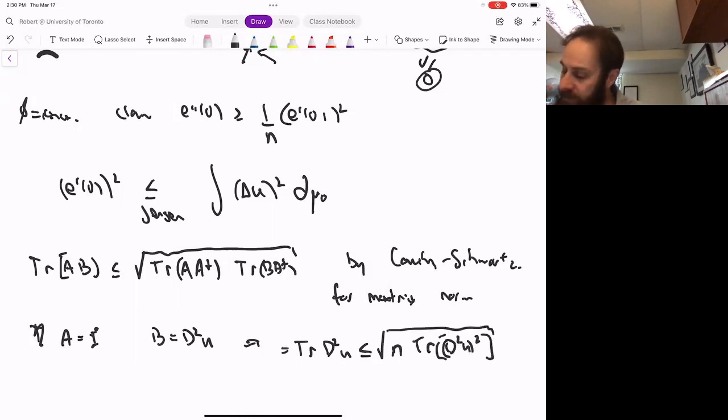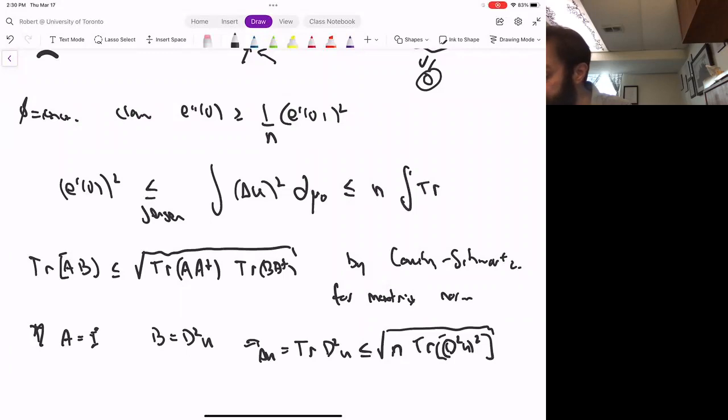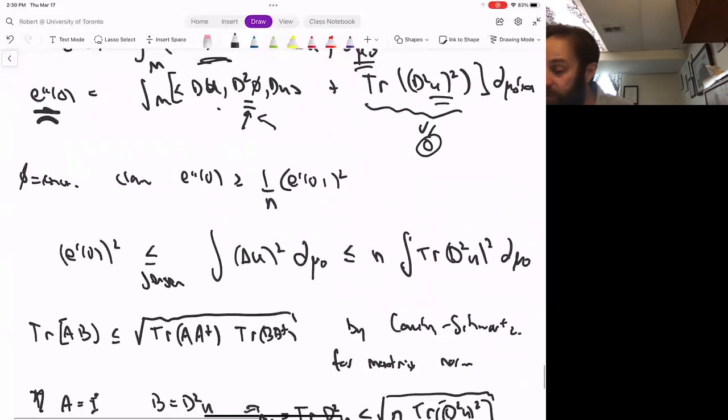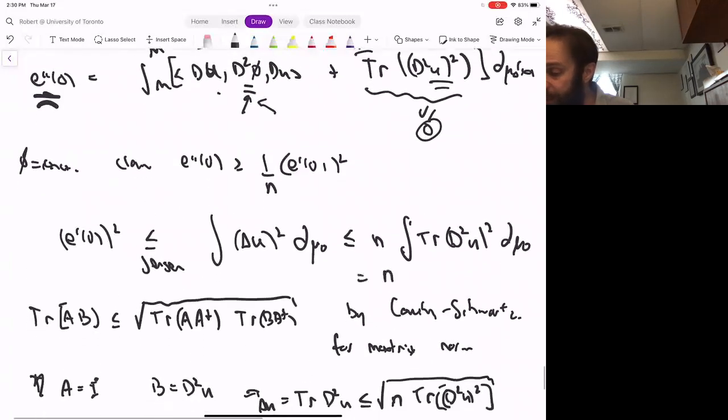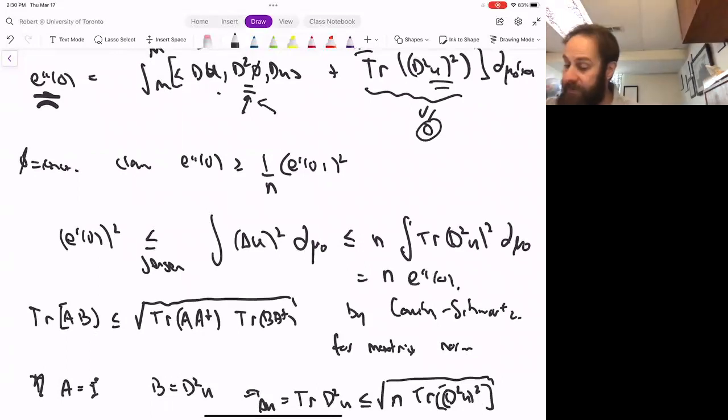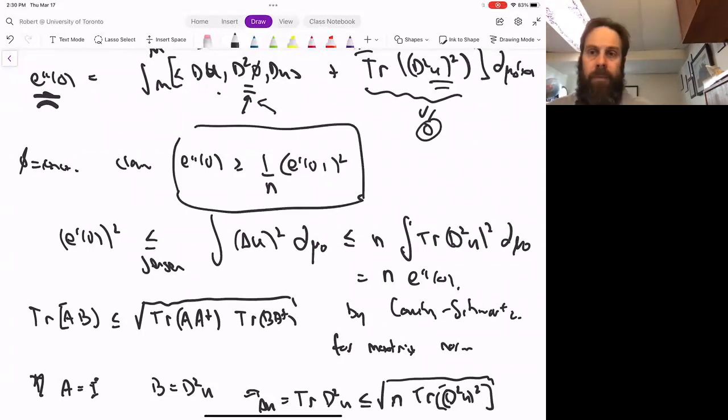And this is better known as the Laplacian. So if I square it, I get what's under here. So I get that this is less than n times the integral of the trace of the Hessian squared d mu naught. And that's n times E double prime. So as desired, we just check this. Okay.